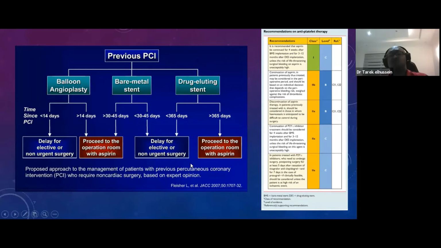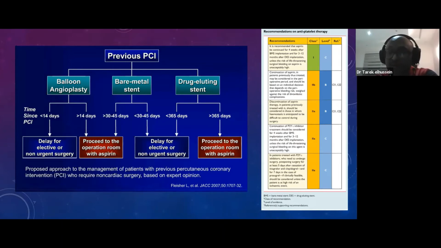So what about patients who already have established ischemic heart disease and did PCI before? This is a very important topic. For patients who have balloon angioplasty performed, we can safely perform surgery 14 days after that. Those with a bare metal stent, at least we need to wait for 6 weeks. Those with a drug-eluting stent, you need to wait within the period that you are all familiar with, which is the 1 year period in which the patient needs to be on dual antiplatelet therapy.